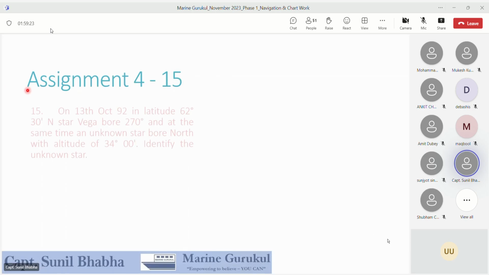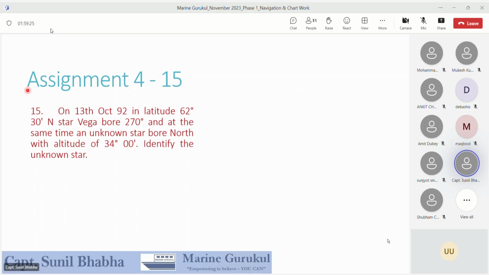Let's now move on to the next question. On 13th of October 1992, in latitude 62 degrees 30 minutes north, star Vega bore 270, and at the same time, an unknown star bore north with an altitude of 34 degrees. Identify the unknown star. We will follow exactly the same approach in this question.